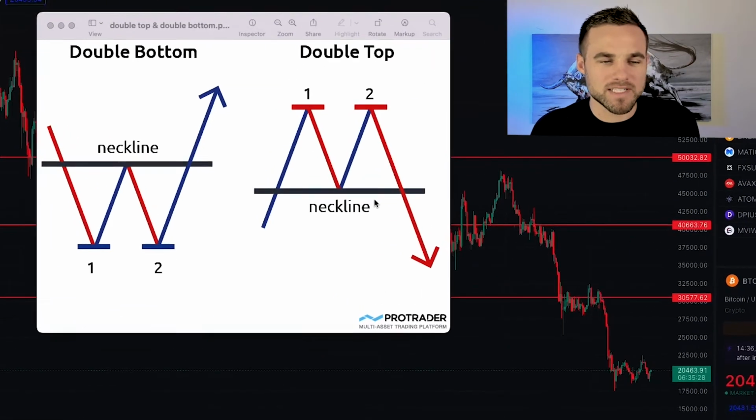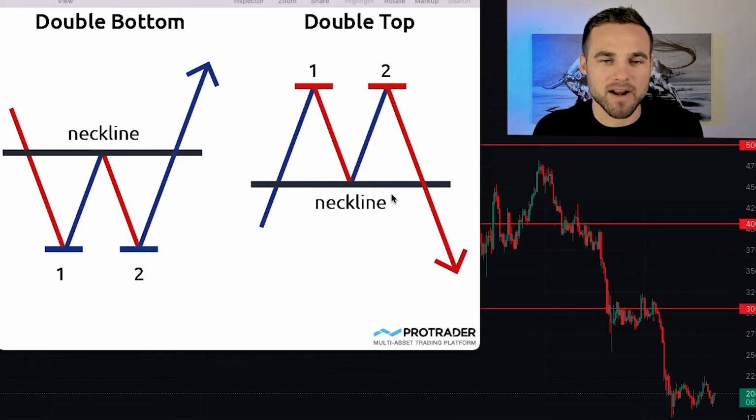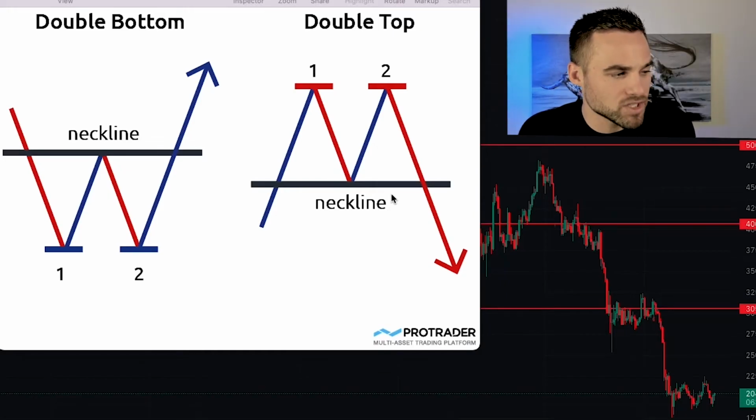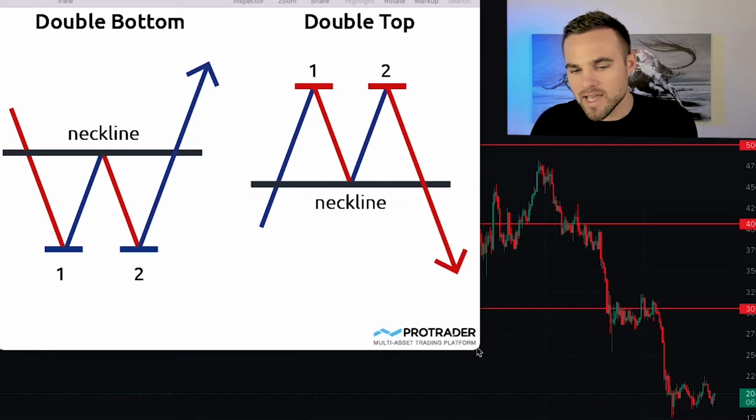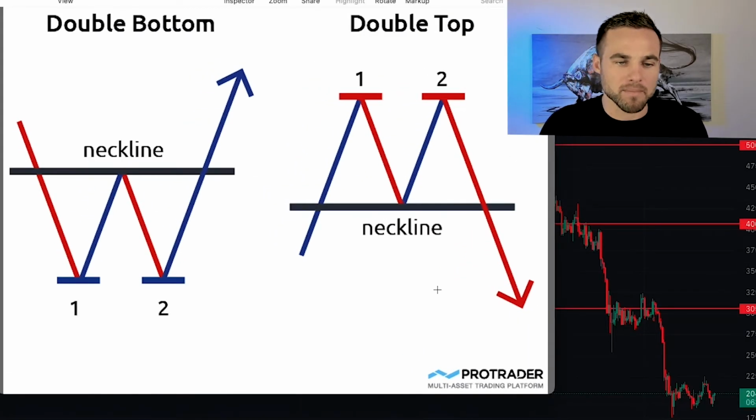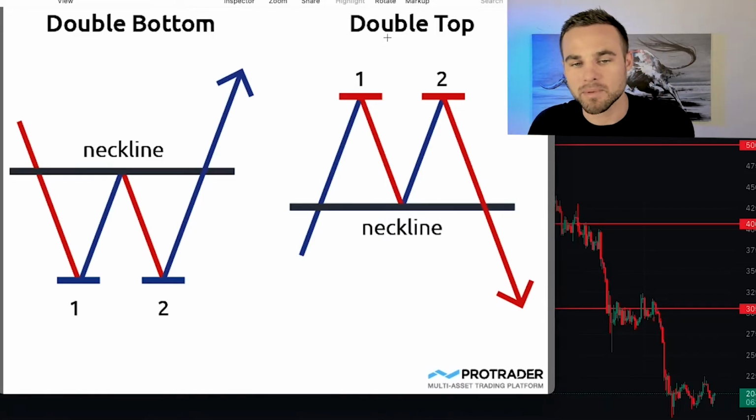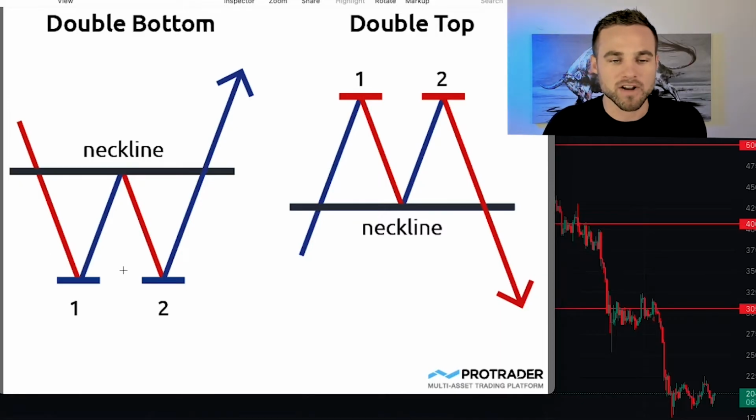So the next thing that we're going to take a look at is chart patterns. And we're going to take a look at just a couple of the most popular chart patterns. So the first one is a double top and a double bottom. Essentially, on a double bottom, it looks like a W, and a double top, it looks like an M. So just try to find W's and M's in the chart when you're looking.